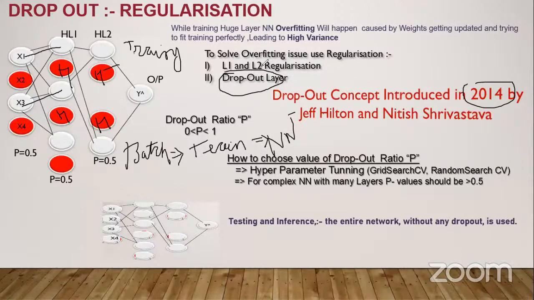There is something called the dropout ratio. Let's say the dropout ratio is P. It will always be between 0 and 1, and within that range we have to give the ratio. Whatever ratio you give, in this case I was hiding half of the neurons and taking only half, so the ratio is 0.5.